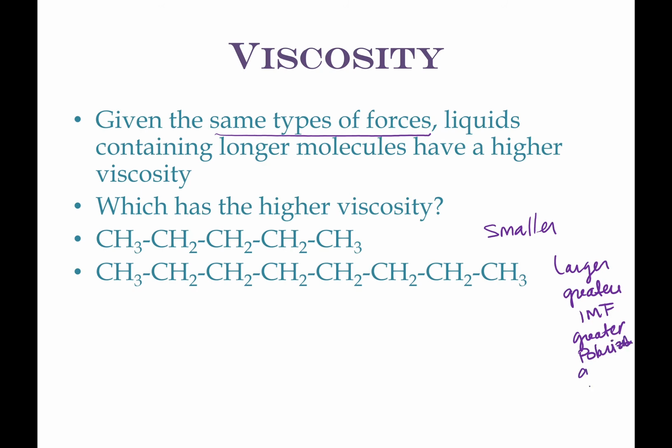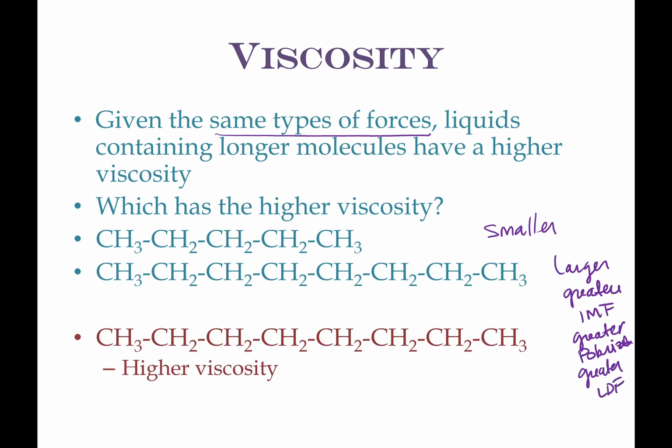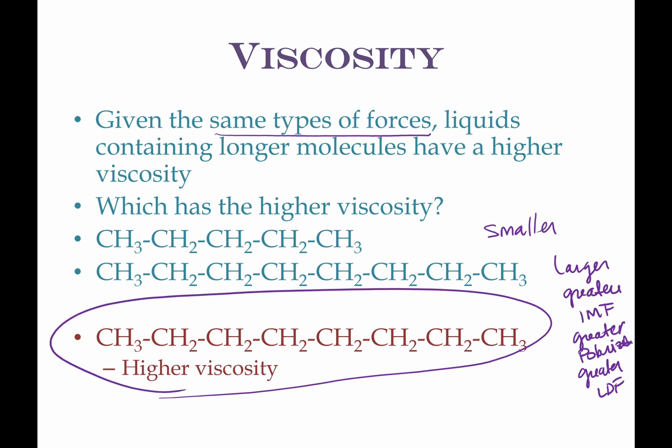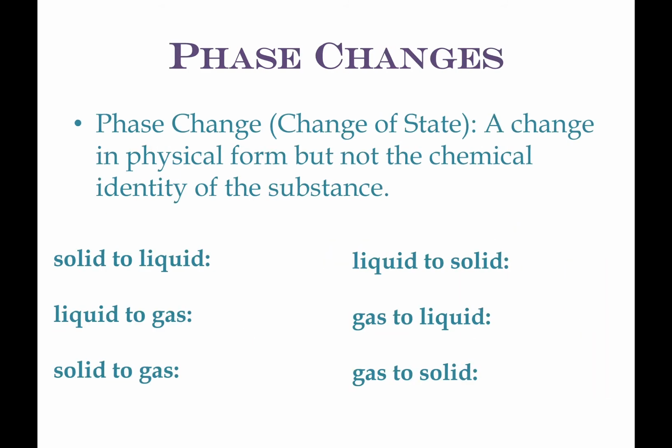And thus greater London dispersion forces. So this one, the larger one, would have the higher viscosity. It's going to be more difficult to pour. Now, some names of phase changes.